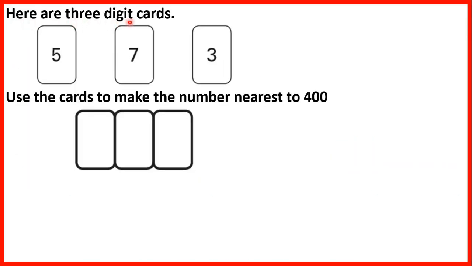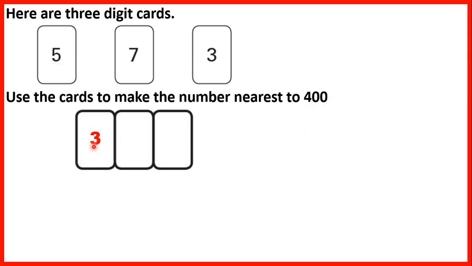Here are 3-digit cards. We have 5, 7 and 3. Use the cards to make the number nearest to 400. So if we want the number to be as close to 400 as possible, we need to use the 3 as our hundreds digit. That's because any number with 3 in the hundreds will be less than 100 from 400. But if we use the 5, our number will be at least 100 larger than 400.